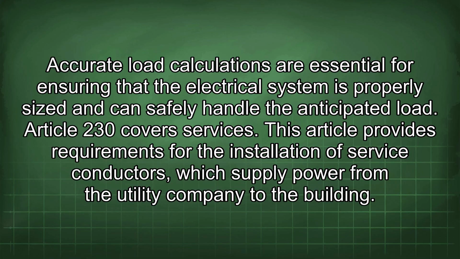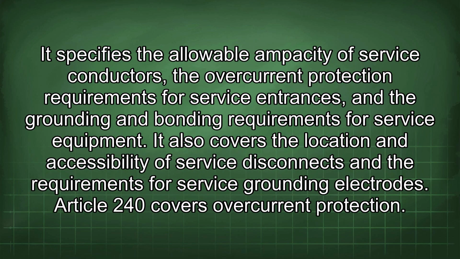This article provides requirements for the installation of service conductors, which supply power from the utility company to the building. It specifies the allowable ampacity of service conductors, the overcurrent protection requirements for service entrances, and the grounding and bonding requirements for service equipment. It also covers the location and accessibility of service disconnects and the requirements for service grounding electrodes. Article 240 covers overcurrent protection.